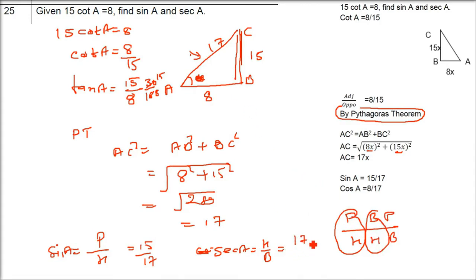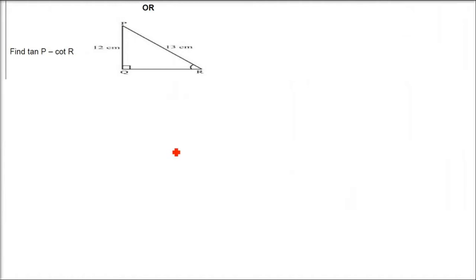Please see here, cos A is what they have provided. CBSE has provided the answer. It's 8 by 17, but we are being asked sec A. This is wrong. You have to write sec A. If you write cos A, you won't get marks. You have to write sec A, 17 by 8.